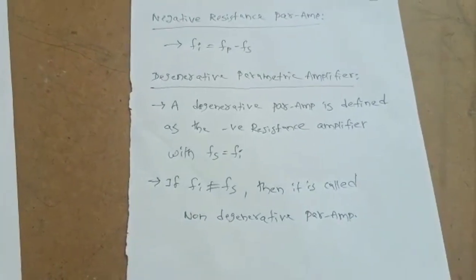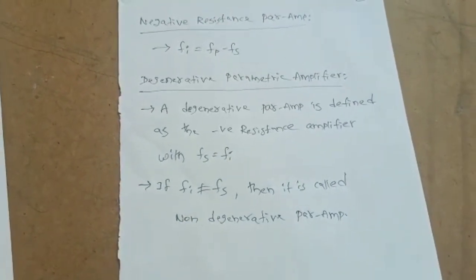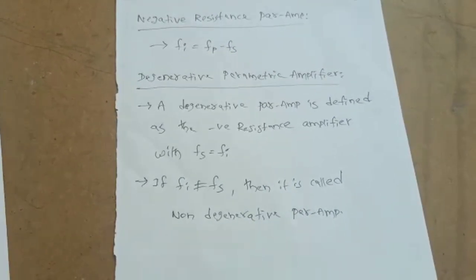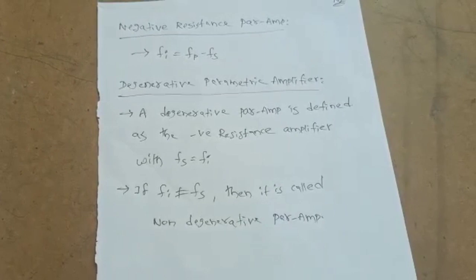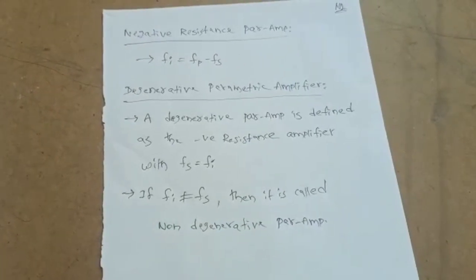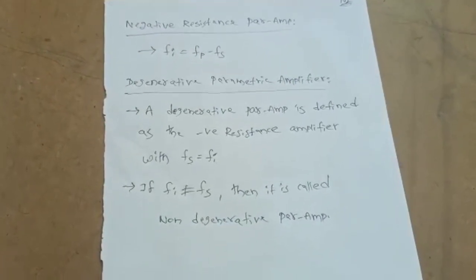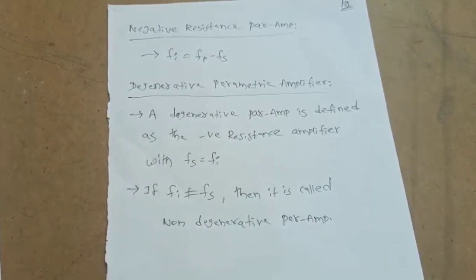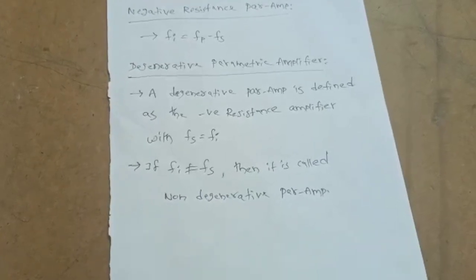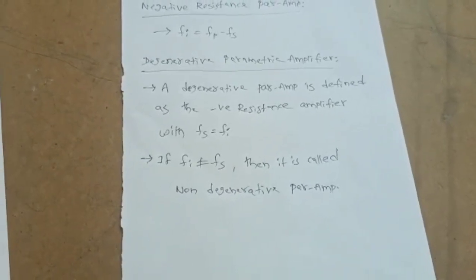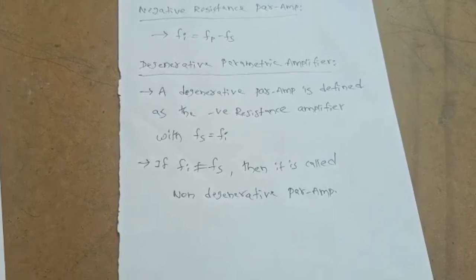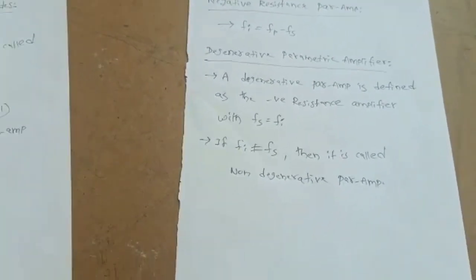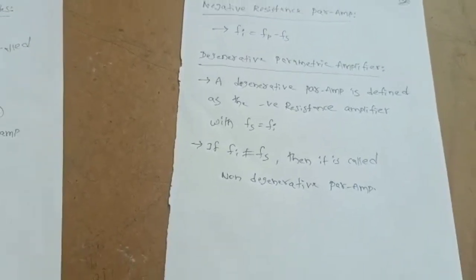One more type of parametric amplifier is the degenerative parametric amplifier. A degenerative parametric amplifier is defined as the negative resistance amplifier with Fs equal to Fi. I mean, input frequency is equal to output frequency. If Fi is not equal to Fs, then it is called a non-degenerative parametric amplifier. So these are some different types of parametric amplifier.